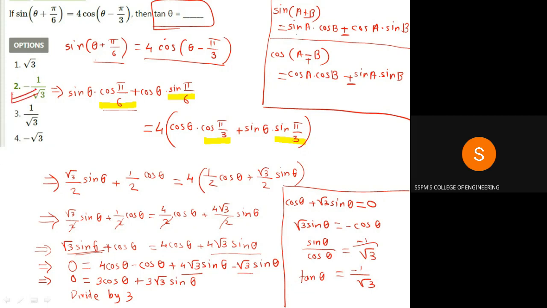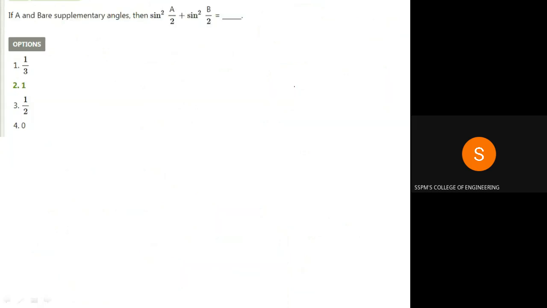What is required here is that you must know these two basic formulas in trigonometry: sin of a plus minus b and cos of a plus minus b. Actually there are four formulas, but you can remember them. In such a way you should solve such examples. Okay, next example.